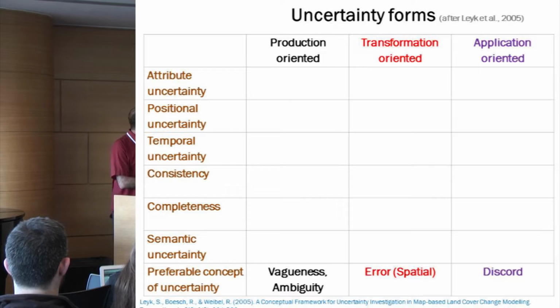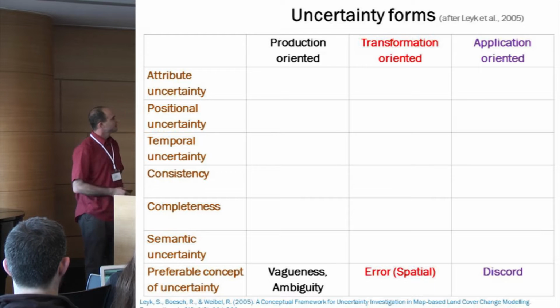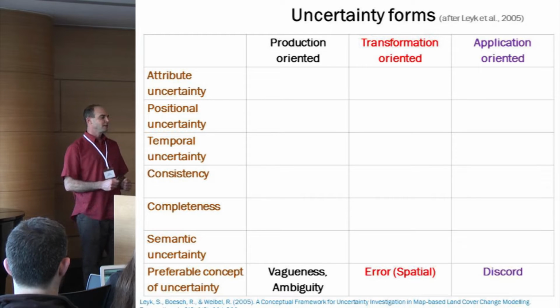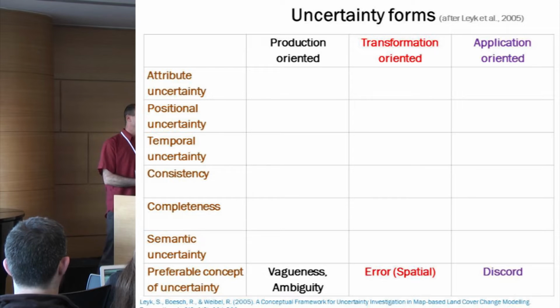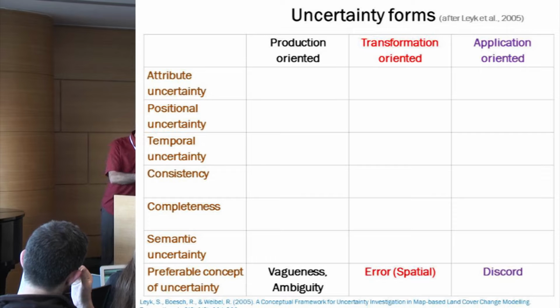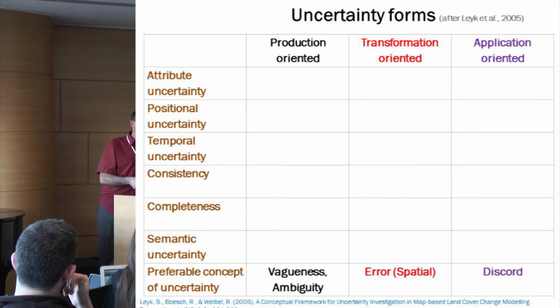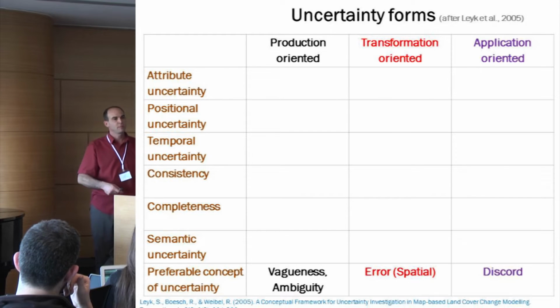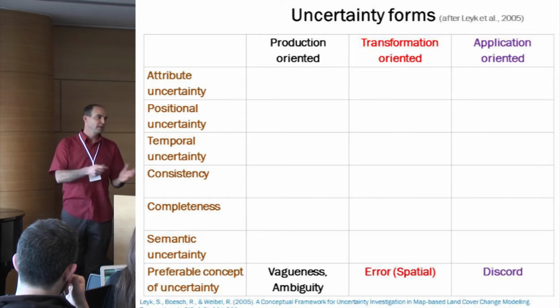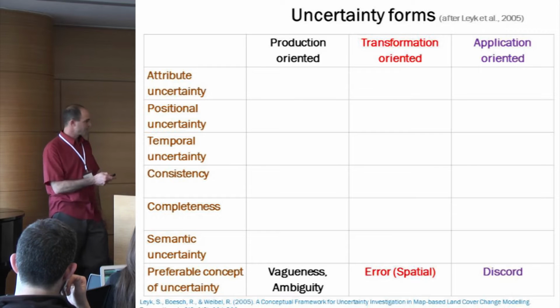And then we also have application-oriented uncertainty. This is related to the kind of application or the kind of views we will apply on this map. For example, maybe a map will be good enough to show village names, but will not be good enough to show the extent of the built-up area. So for one use, the map will be accurate enough. For another use, it will not be accurate enough. So it depends on the application.